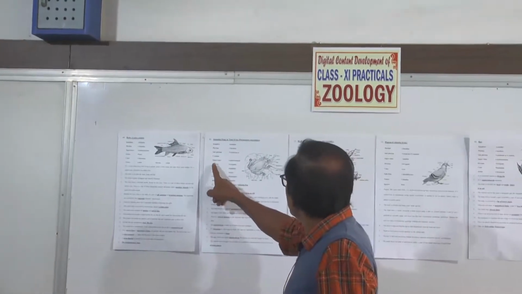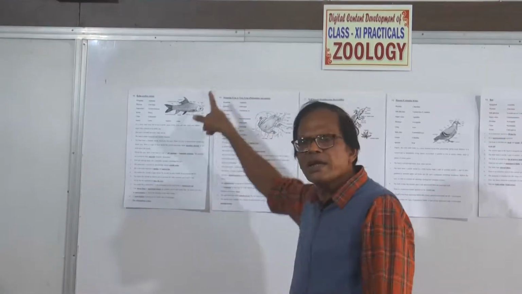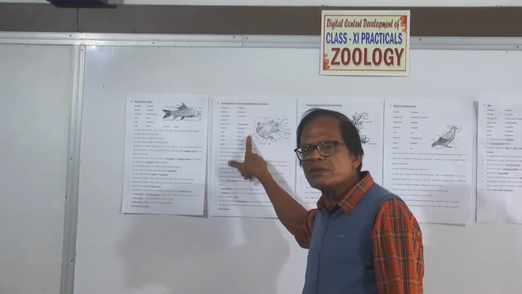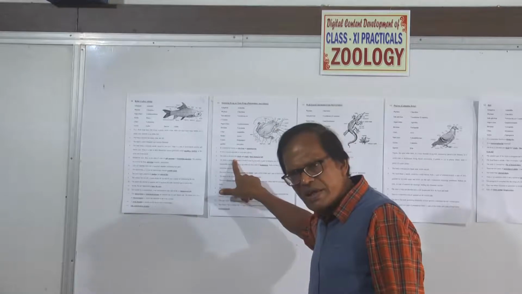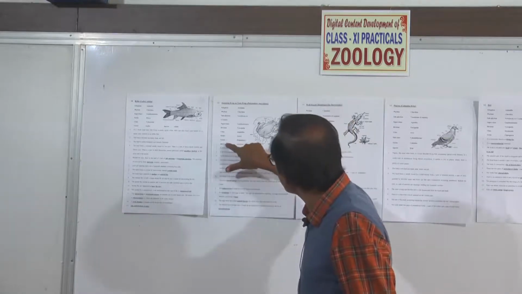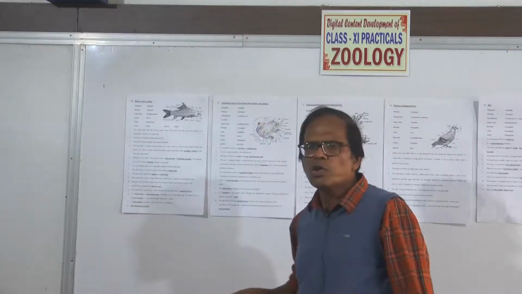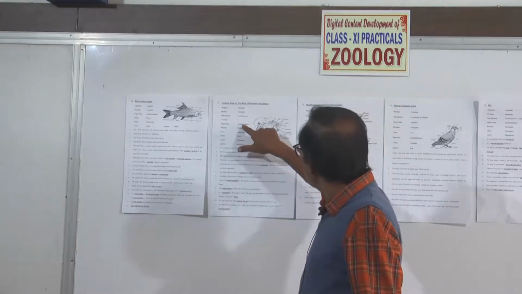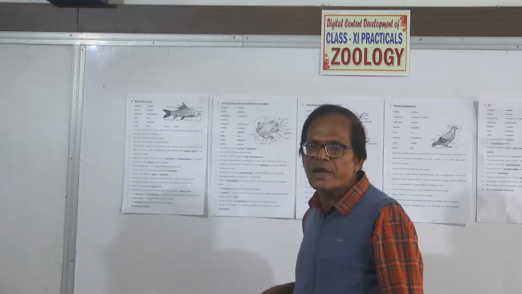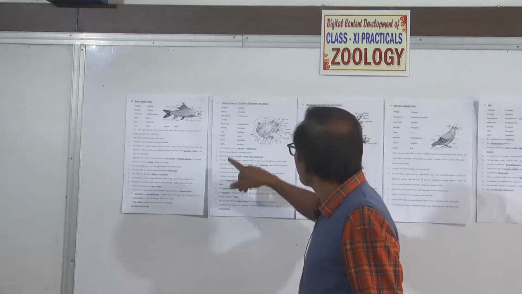So here, look at this. Everything lies, all the characters are derived from this classification. You remember this classification, you remember so many things about the animal. Because every word is significant in the classification.